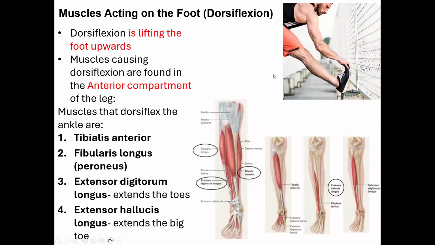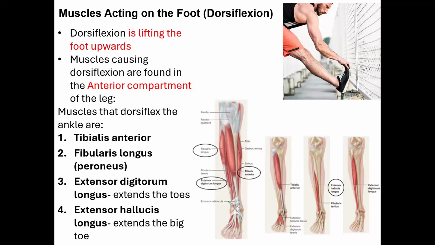Okay, muscles acting on the foot. What are the movements of the foot? This movement of the foot going up, what is that? It's flexion, but we call it dorsiflexion. The opposite is plantar flexion. So you have dorsiflexion and plantar flexion. Dorsiflexion is lifting the foot upward.